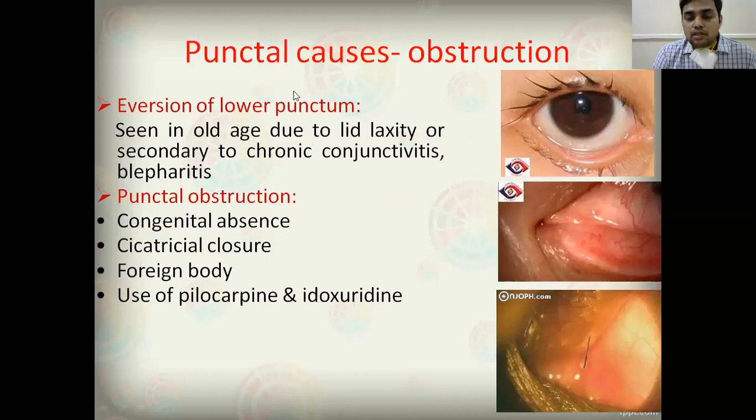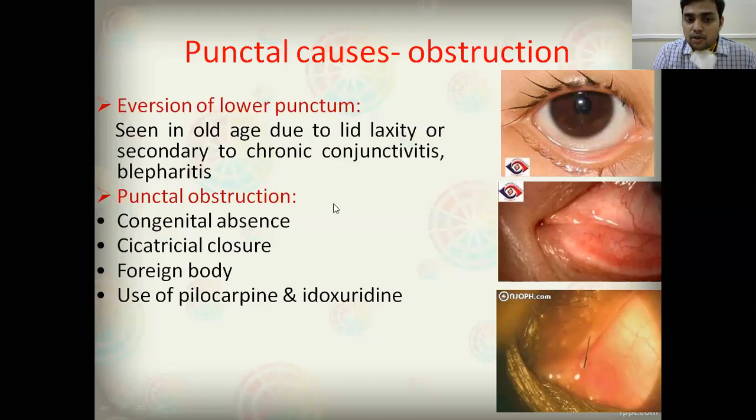So coming to the causes, based on the site, different causes are there. If it is a punctal cause, it may be due to eversion of the lower punctum. Eversion is nothing but the outward turning of the punctum. What happens if the punctum is turned outside? It doesn't face the pool of tears, so the opening is not opposite to the tears, and there is decreased drainage of tears into the canaliculi. This eversion of the lower punctum is seen in old age because of lid laxity, or due to chronic conjunctivitis and blepharitis.